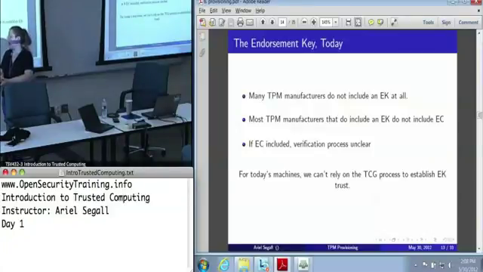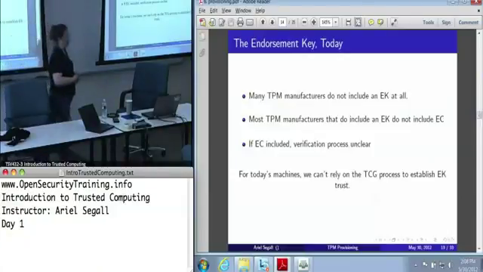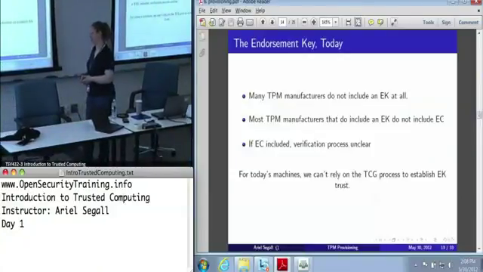So Matthew asks, apart from the fact that Intel, AMD, etc. are American companies, why should we trust them that they are not secretly keeping track of the endorsement key? Answer, there's no reason whatsoever, except as much as what is their business purpose.